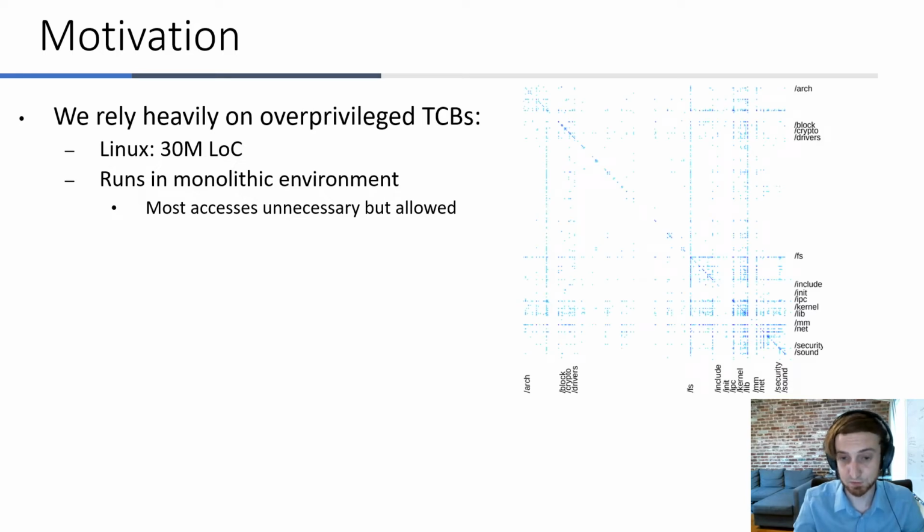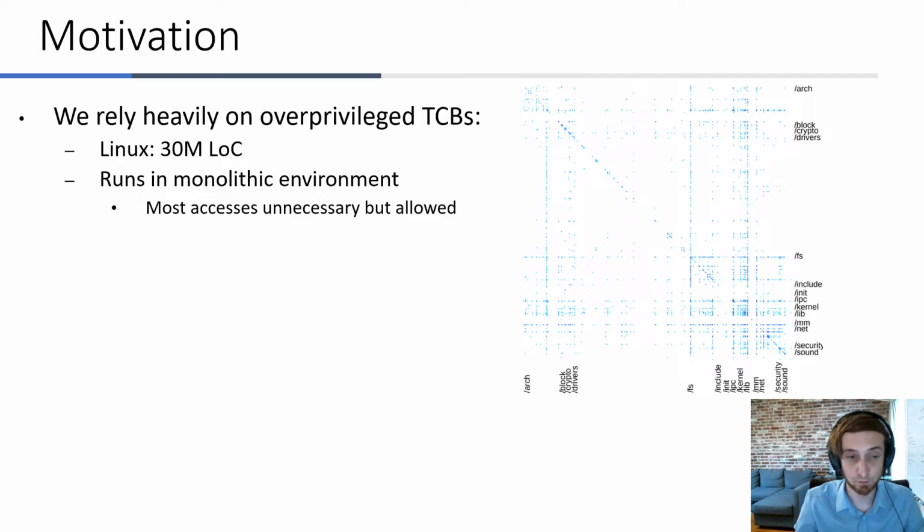To illustrate this, I've shown a heat map of the Linux kernel here that we created with our tool. In this figure, every row and column corresponds to a directory of source code, and the color of a cell indicates the number of interaction edges, such as reads, writes, calls, and returns, that take place between those two components. I'll talk more about the details of our system later, but the high-level takeaway here is that most of this figure is white, meaning most of the interactions are unnecessary and therefore could be removed.